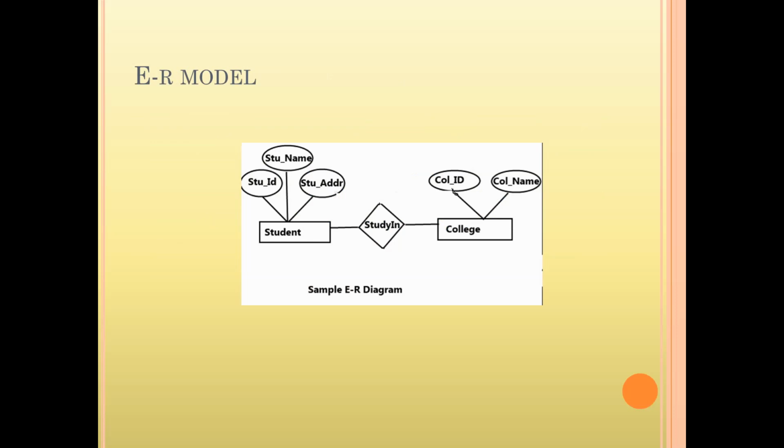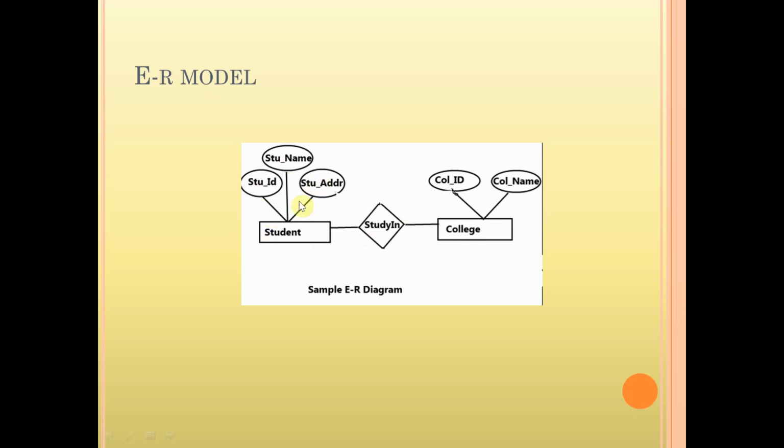This is an example of an ER diagram. In this ER diagram, student is one entity and college is another entity. This student entity is connected to another entity called college with the relation called studying. That is, the student is studying in this particular college. So who is a student? How can we define that particular student? A student is defined by a student ID. The student has a name. The student has an address.